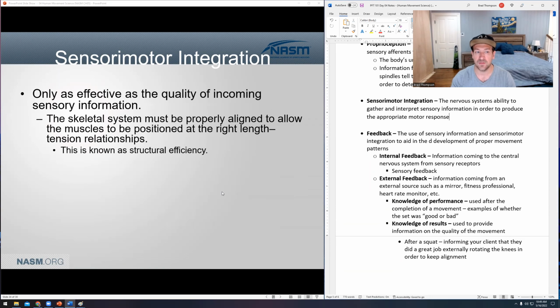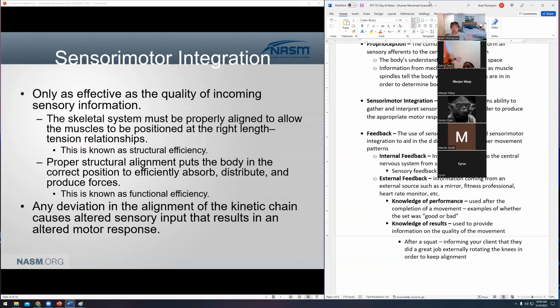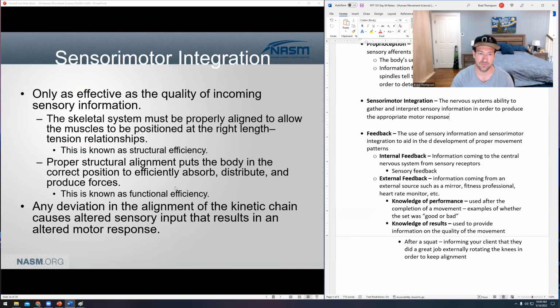So when we try to have sensory motor integration, it's only ever going to be as good as the information coming in. If you have bad proprioceptive information coming in, like a muscle saying, no, I can't stretch any further, when in reality it can, we have bad movement patterns. We have altered sensory motor integration. The body isn't aligned properly. It can't move properly. And it only gets worse and worse over time.